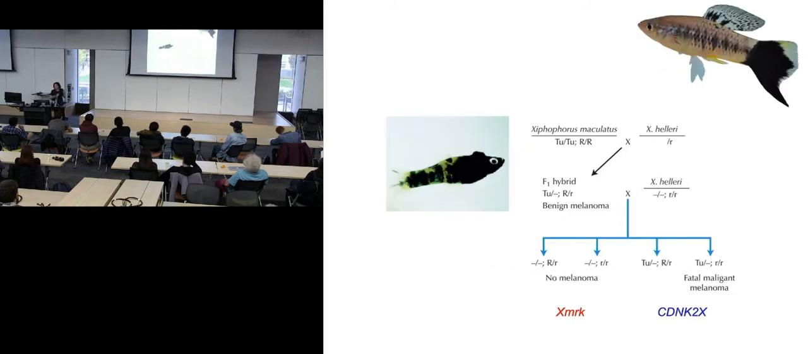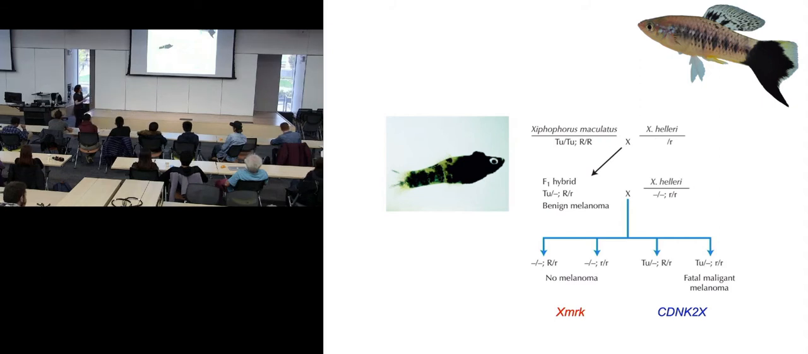So I want to just step back a moment and talk about what's going on on an evolutionary scale here. So I told you about what we found between Birchmeyer and Malinche, where you have a melanoma that develops due to this interaction between a gene called XMark and this CD97 region.